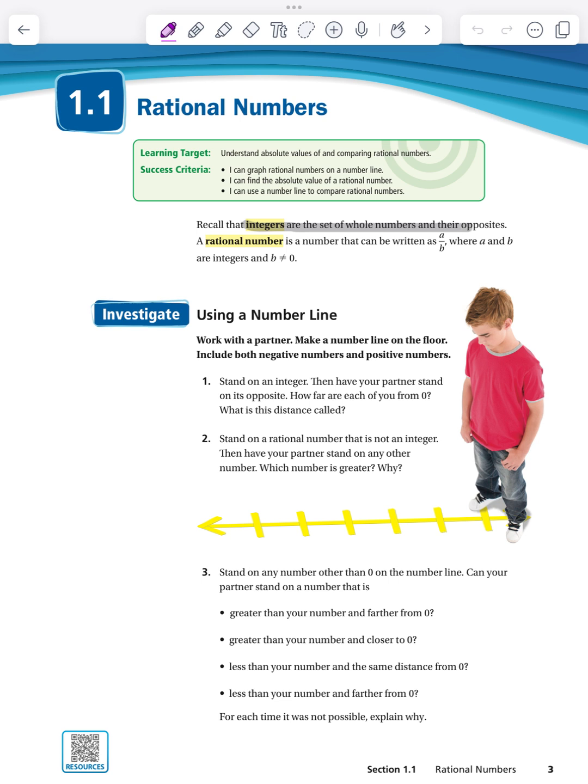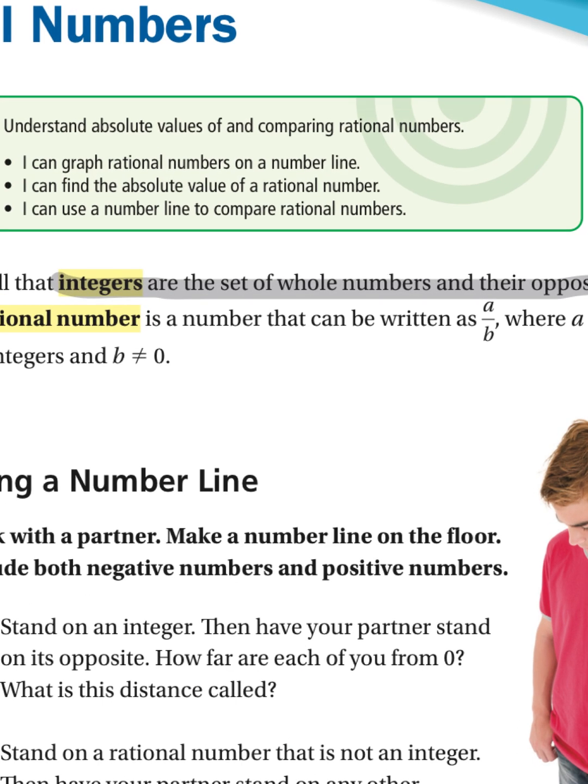Integers are all positive and negative whole numbers. So this definition says the set of whole numbers and their opposites. Opposites are positives and negatives. So positive 1 is the opposite of negative 1. Negative 3 is the opposite of positive 3. So integers are all positive and negative whole numbers. Let's add that into our notes.